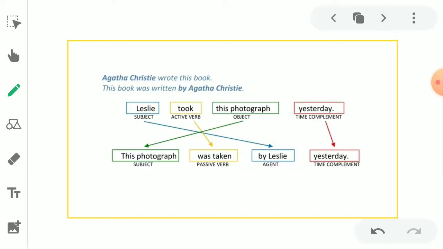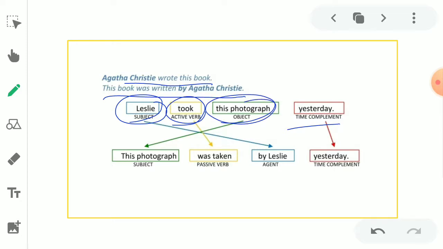See, it is very clear. Agatha Christie wrote this book. This book was written by Agatha Christie. Then one more sentence is given for understanding. Leslie took this photograph yesterday. Complement, active verb, object, subject of active voice. Then passive voice. What we have to do? Here you can remember the object becomes the subject of passive.